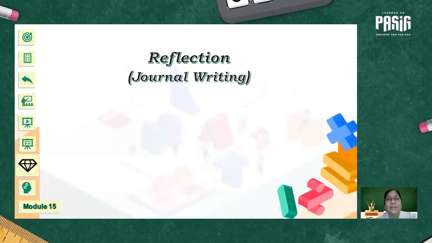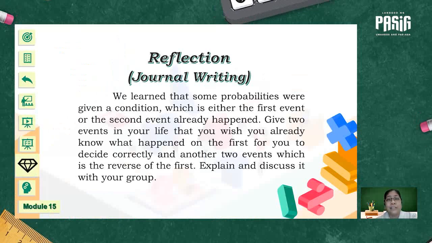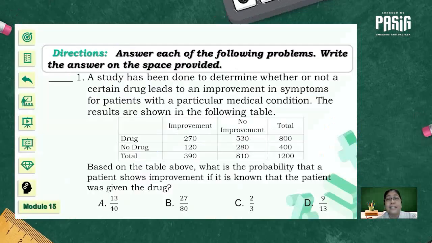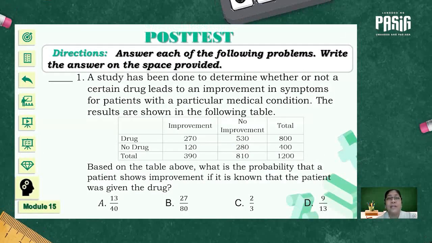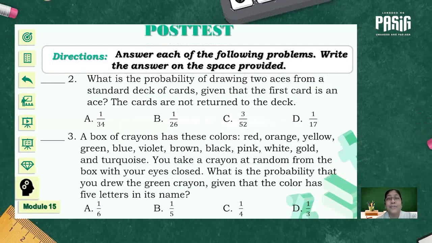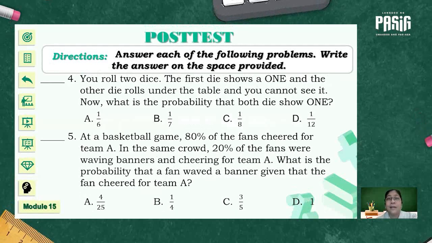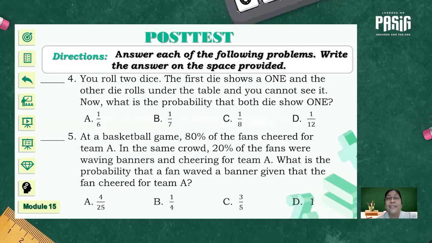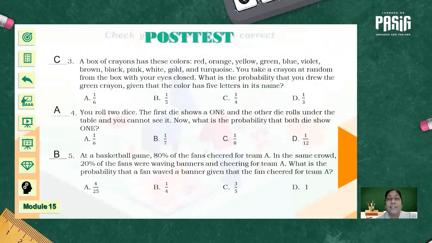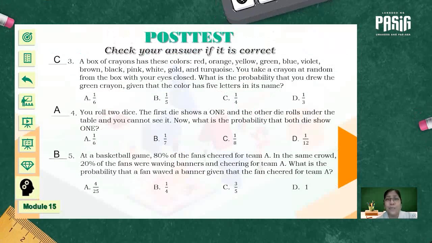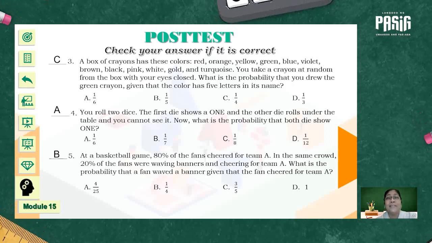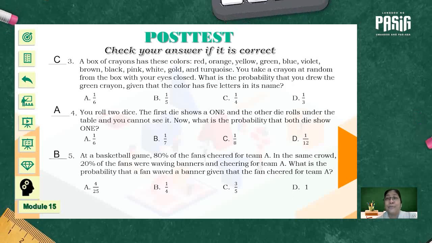For our valuing, in your journal, I would like you to reflect on this. You are now ready for the post test. Answer each of the following problems and write the answer in the space provided. For number 1, numbers 2 and 3, numbers 4 and 5. Let's check if your answer is correct. For numbers 1 and 2, for numbers 3 to 5. I hope you were able to get a perfect score. Good job! You are now ready for the different activities that I have prepared for you.